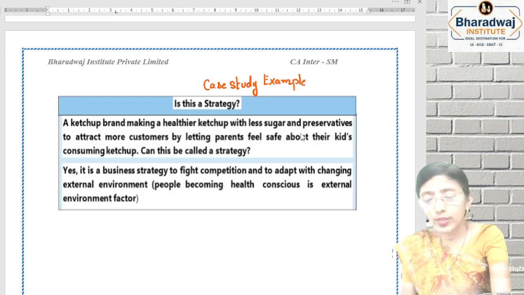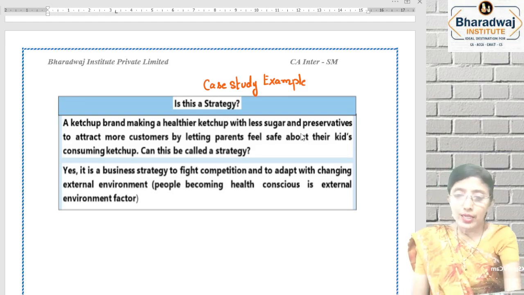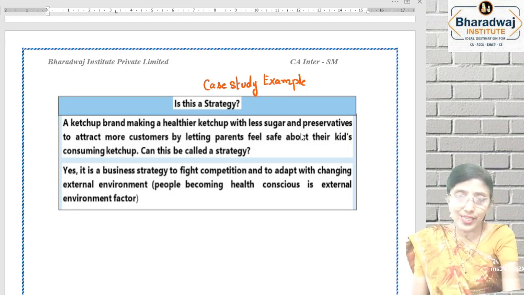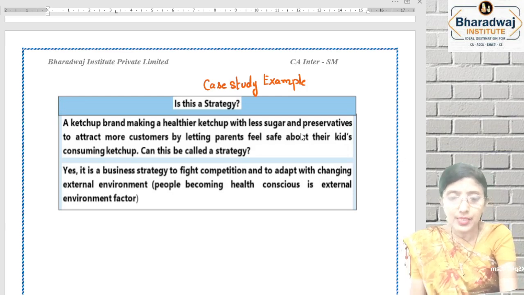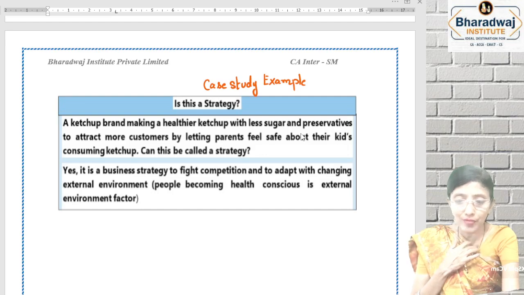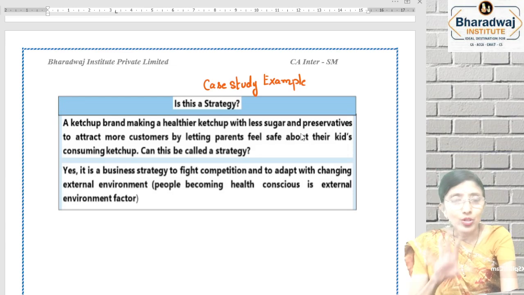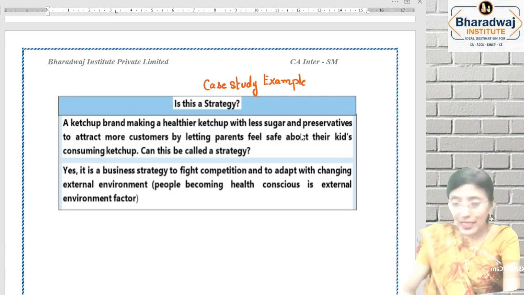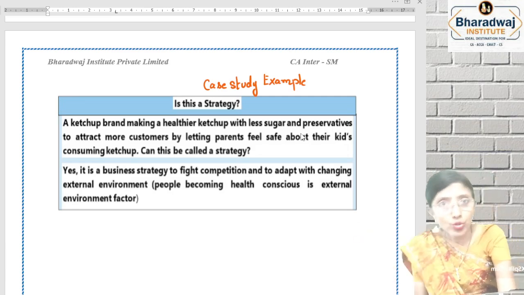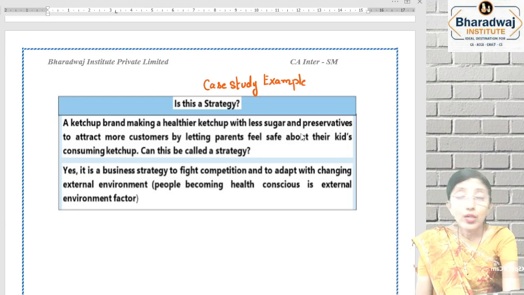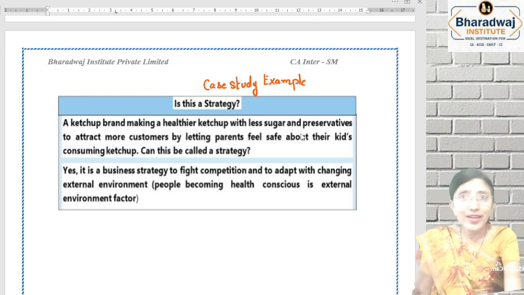Okay, towards the end I will ask you such questions. A ketchup brand making a healthier ketchup with less sugar and preservatives to attract more customers by letting parents feel safe about their kids. Can this be called a strategy? Yes, because today there are more health campaigns. In the place of ketchup, they can ask you about junk food, soft drinks, aerated drinks.